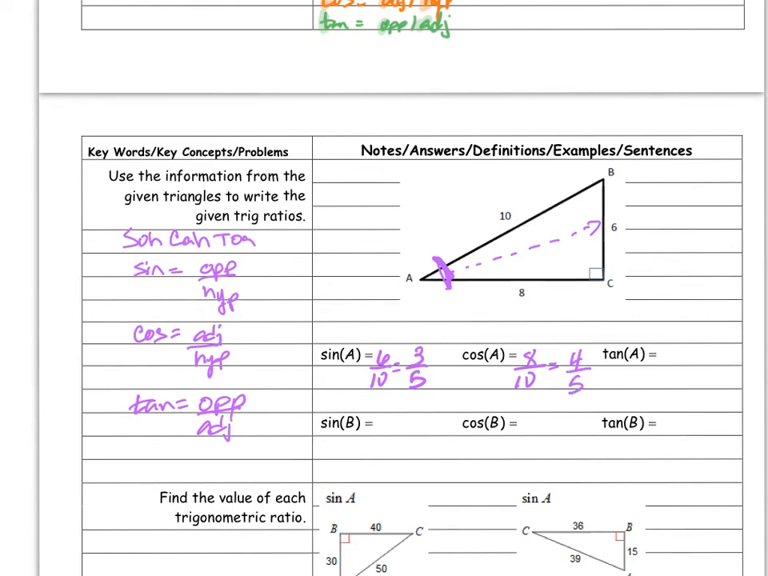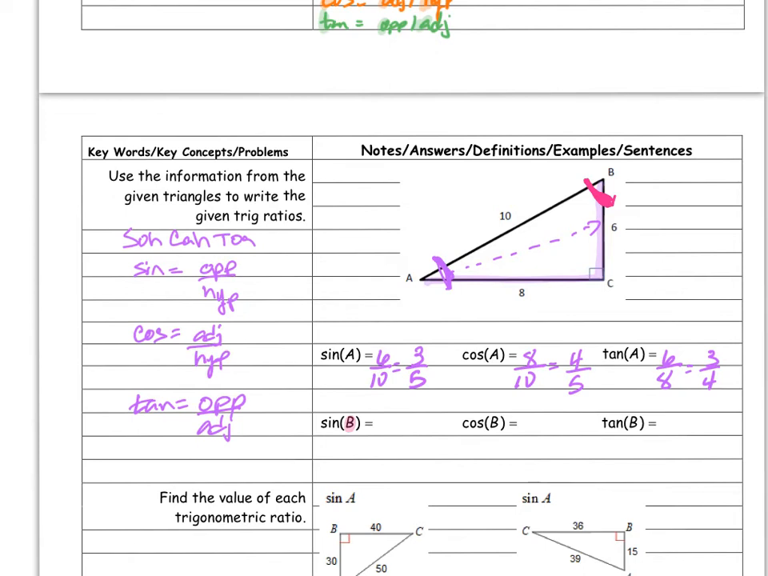And then tangent is my opposite over my adjacent. So opposite over adjacent is 6 over 8, which would be 3/4. Awesome. Now look what it says here. It says this time instead of A, it wants B. So now my angle of reference has changed. Now I want to go from here. And I want to find the same thing.